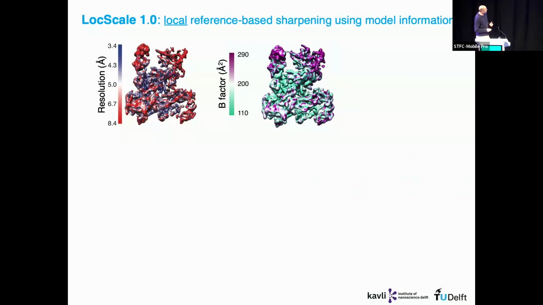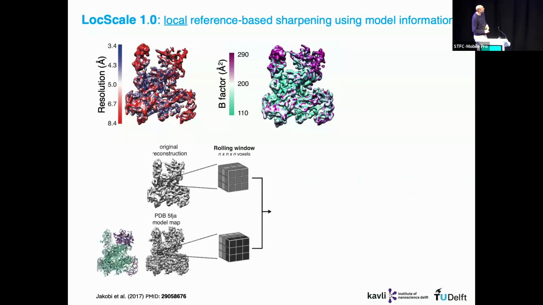And that was the inspiration of LocScale1 to basically provide a way to locally compensate for that signal loss or contrast loss at high resolution spatial frequencies. And it was inspired by the fact that we have a very robust way to estimate this local variation in B factor by using atomic displacement refinement for atomic models.